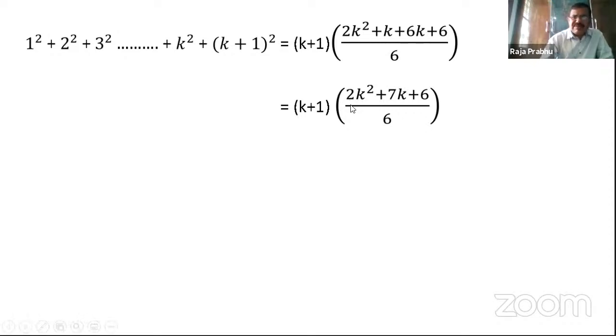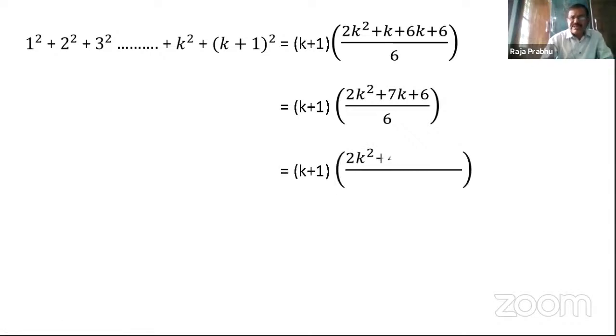First take the coefficient of k square, that is 2, and the constant term is 6. You find the product of these two, that is 2 into 6 is 12. Now again resolve the 12 into two factors such that their sum will be 7. Okay, so factorization of 12 will be 3 into 4. So I'm writing this 7k is 3k plus 4k in the next step.